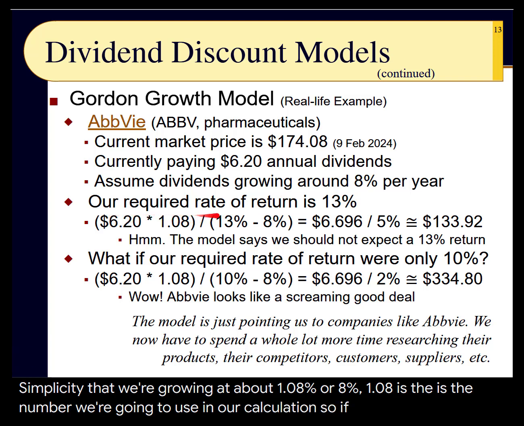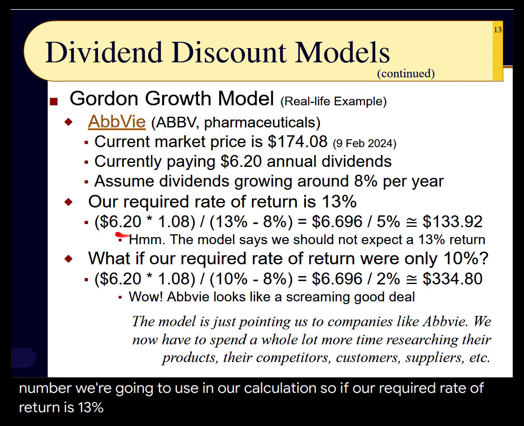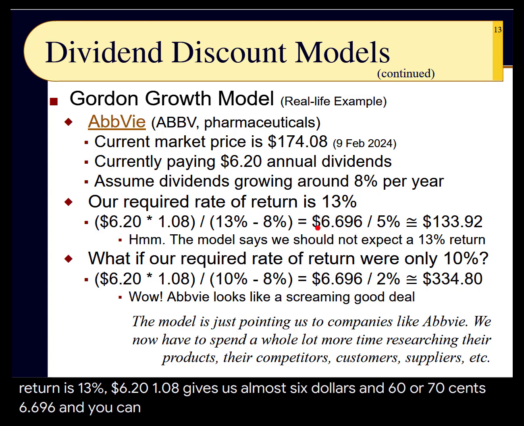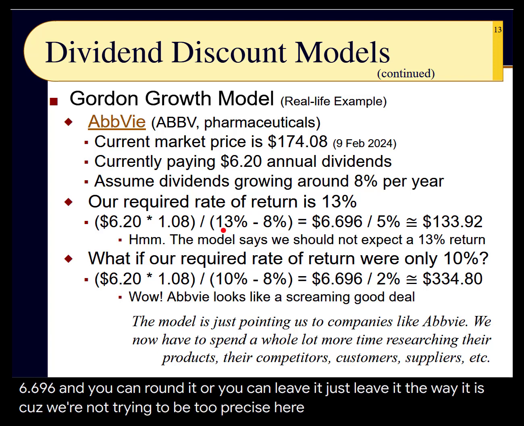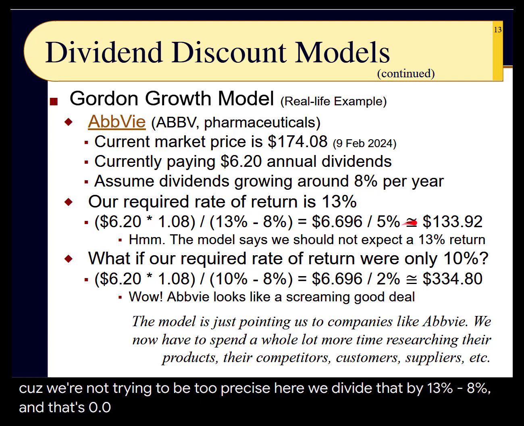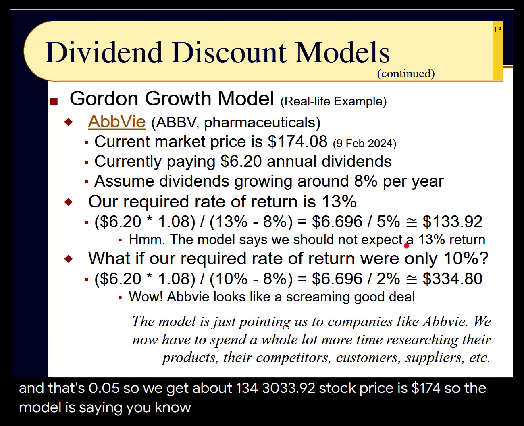So if our required rate of return is 13%, $6.20 times 1.08 gives us almost $6.70, 6.696. And you can round it or you can just leave it the way it is, because we're not trying to be too precise here. We divide that by 13% minus 8%, and that's 0.05. So we get about $133.92. Stock price is $174. So the model is saying, you know, you really shouldn't expect a 13% return from this stock.